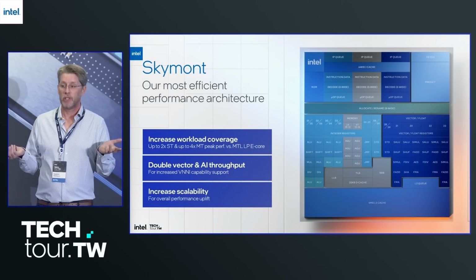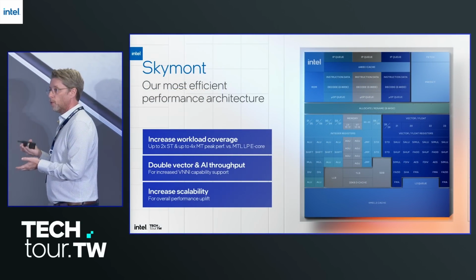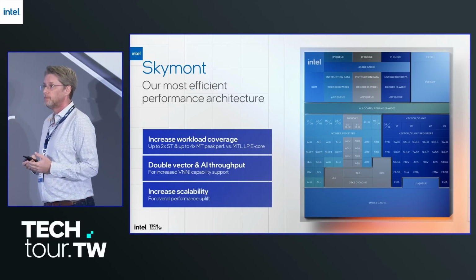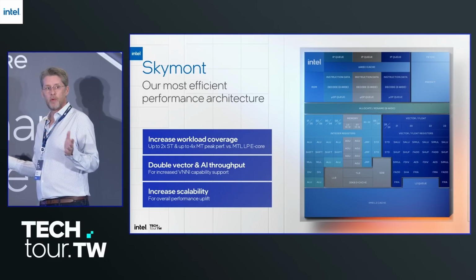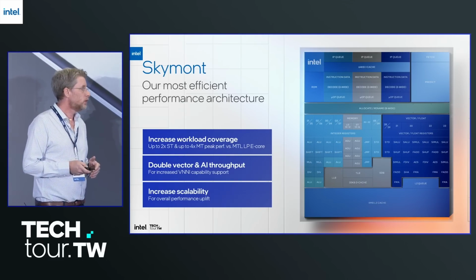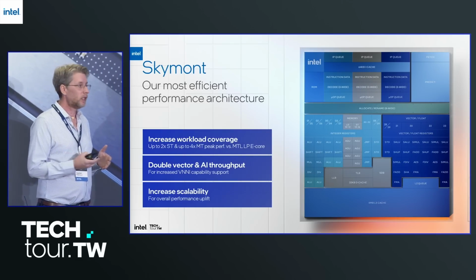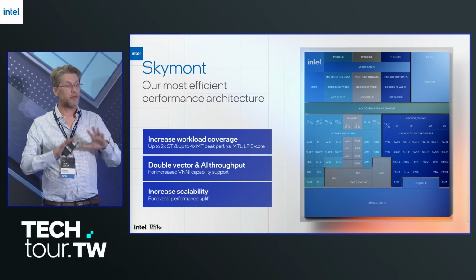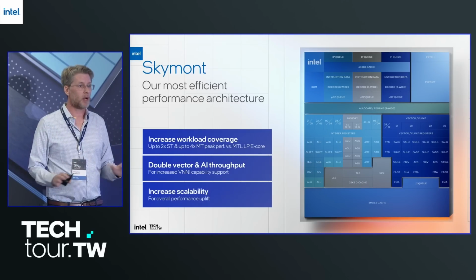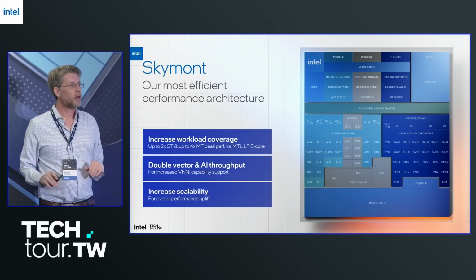So these are our goals. More workload coverage, that's the 4x. More things we can run. Double vector and AI, that's the floating point performance that I showed. And scalability. Some of you have probably seen the floor plans of Lunar Lake. You can probably find the E-cores. I don't know if we've called them out yet. We didn't break the bank. We can scale that out in general. Thank you. That's Skymont.